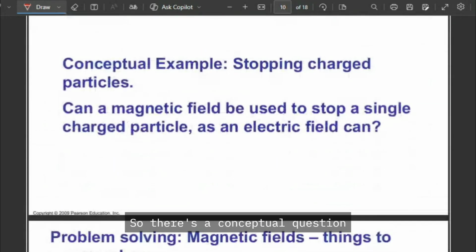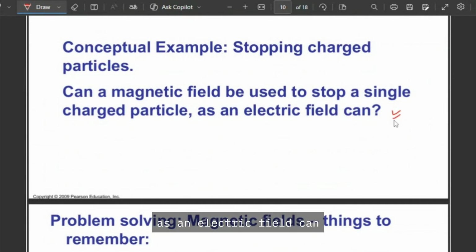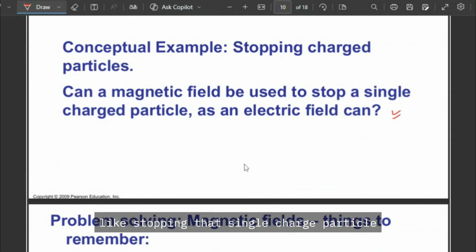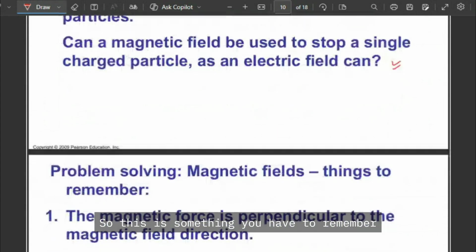So there is a conceptual question. The question says, can a magnetic field be used to stop a single charged particle, as an electric field can? So the question is, can a magnetic field do the same just like an electric field does, like stopping the single charged particle? It can. So this is something you have to remember.